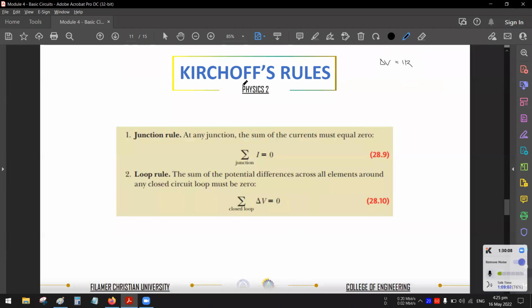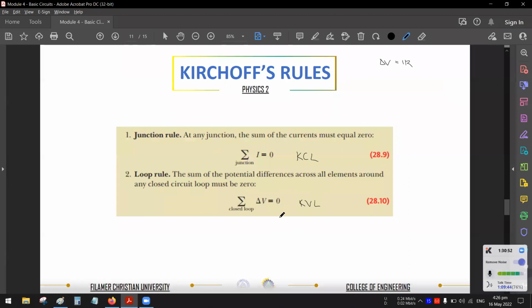So that's why naka-invent si Kirchhoff ng dalawang principles. That is a junction rule: at any junction, the sum of the currents must be equal to 0. Ito yung tinatawag natin na KCL, Kirchhoff's current law. And loop rule: the sum of the potential differences across all elements around any closed circuit loop must be 0. This is also known as KVL, the Kirchhoff's voltage law. Sa KCL, summation of current, 0. KVL, summation of voltage, 0.